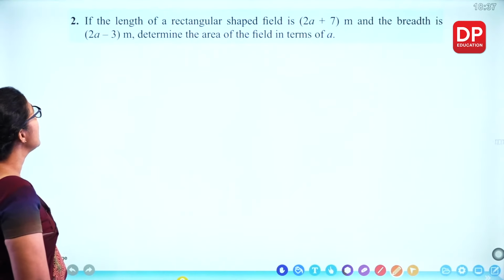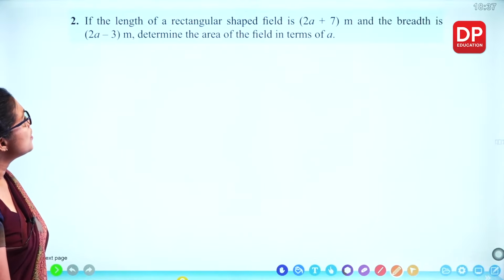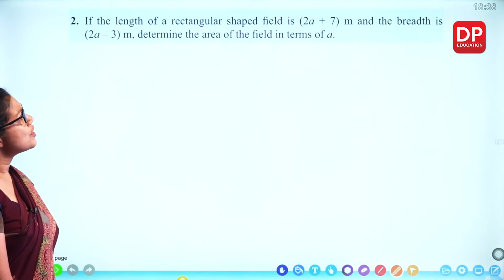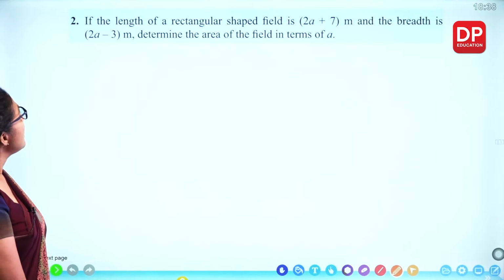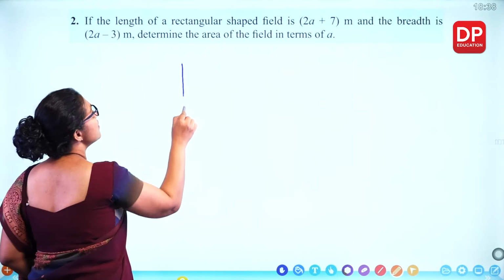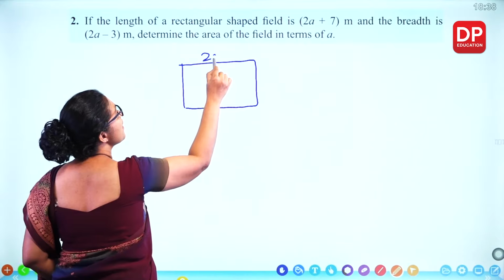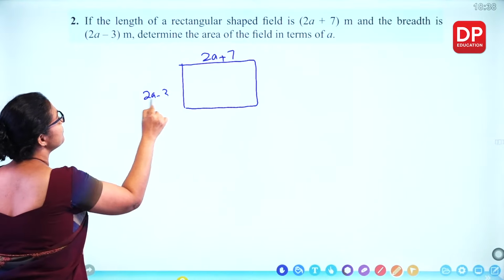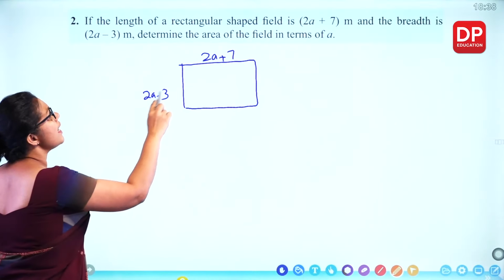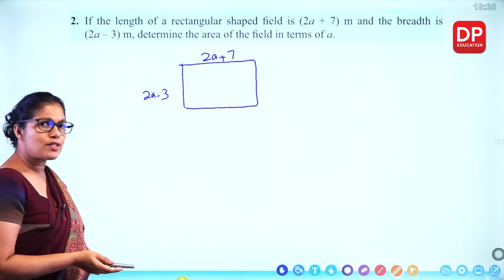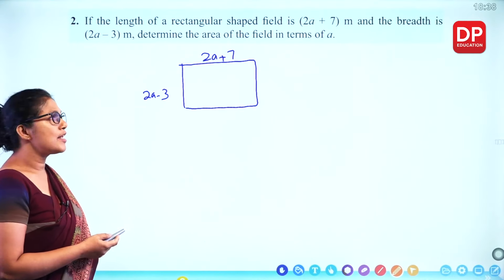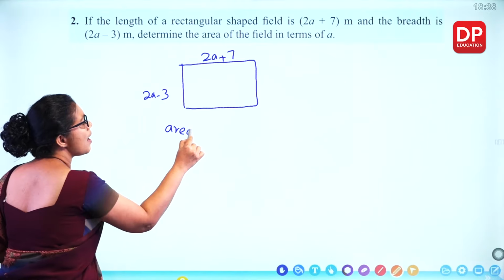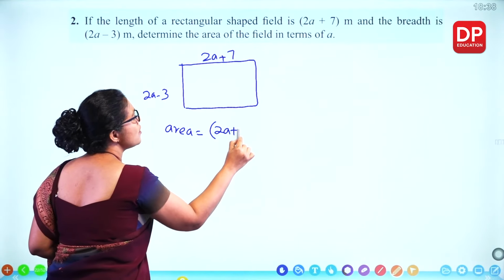Now we'll see how we can do this worded problem. It says it's a rectangular shape field and the length is given as 2a plus 7. So you can draw that. Length is 2a plus 7 and breadth is given as 2a minus 3. You are asked to find the area of the field. So this is a rectangle. How do you find the area? Length into breadth. You can find the area by just multiplying these two together.